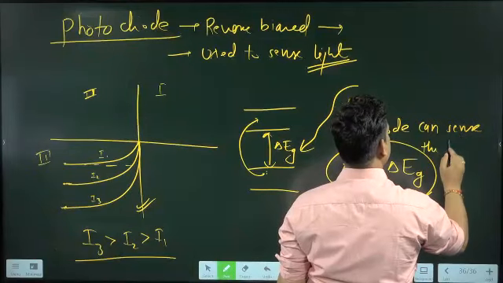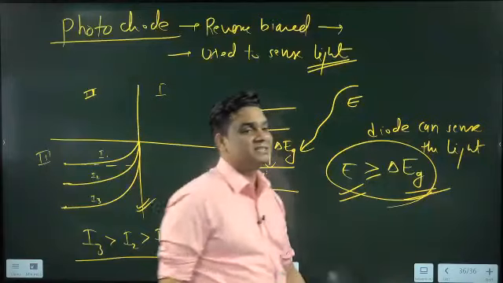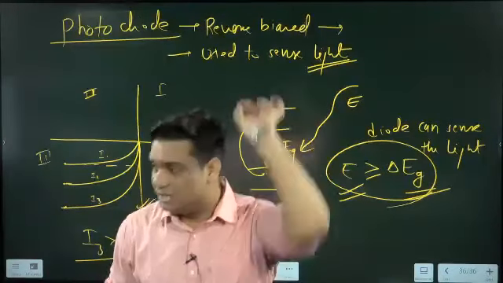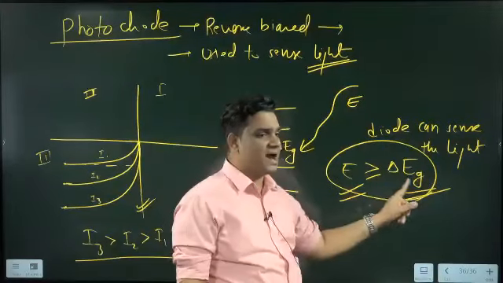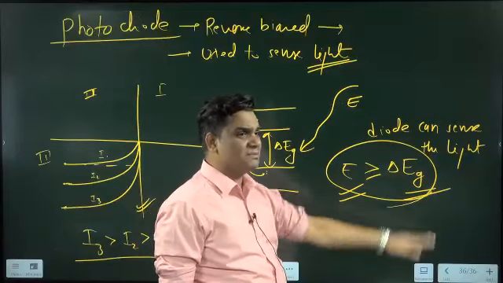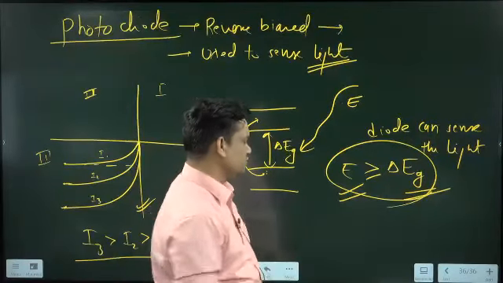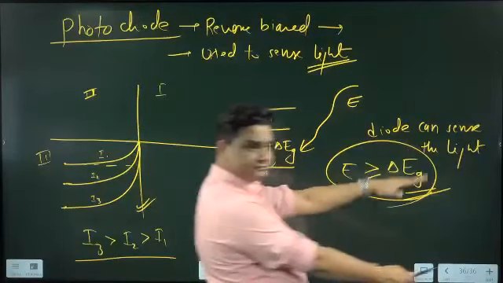When the energy is more than the band gap, then only it will sense the light, otherwise it will not. Clear? If the energy of light is lesser than the band gap, it is not going to sense the light. Here one numerical is there. A lot of times I have asked it in your previous examinations. I think I can take that one.